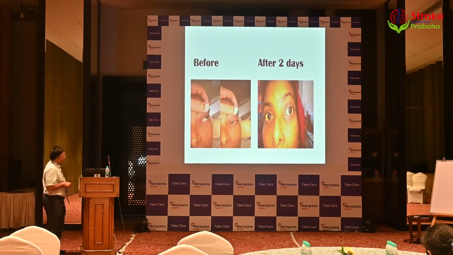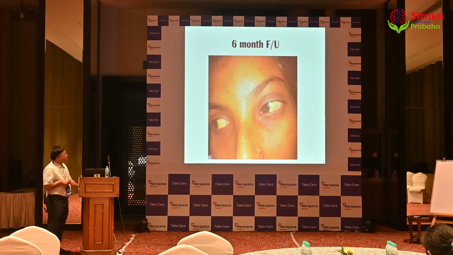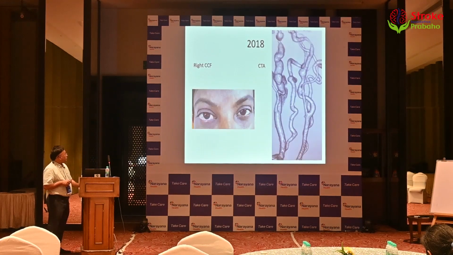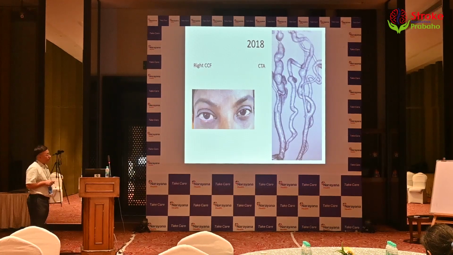This is after 2 days, the chemosis completely subsided. After 6 months follow-up, the chemosis was not there. But the story does not end here. After 4 years, the patient came, and now she has chemosis on the right side. Previously it was on the left side, now she has chemosis on the right side.